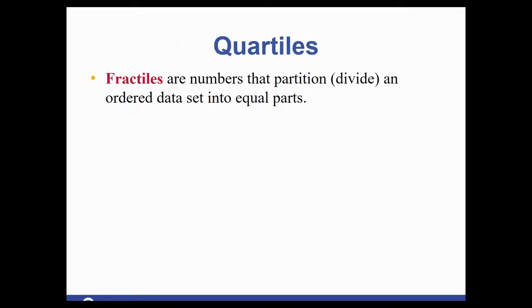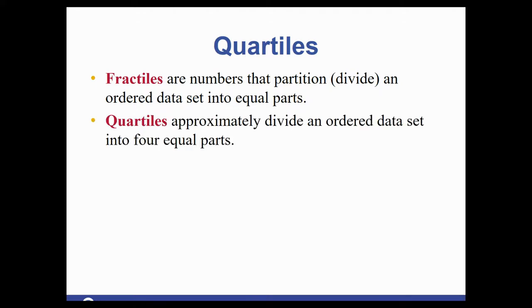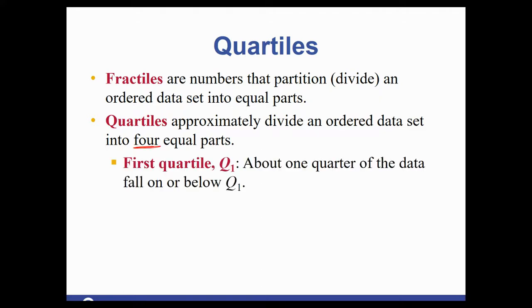So this is continuing on the conversation of finding a box plot, which we've mentioned how to find those 5 number summaries in your calculator. So what you're finding with those are your quartiles. Before that, though, we have fractiles. They're numbers that partition or divide an ordered data set into equal parts. So there's more than just quartiles. Quartiles just specifically means that we're breaking something up into 4 equal parts.